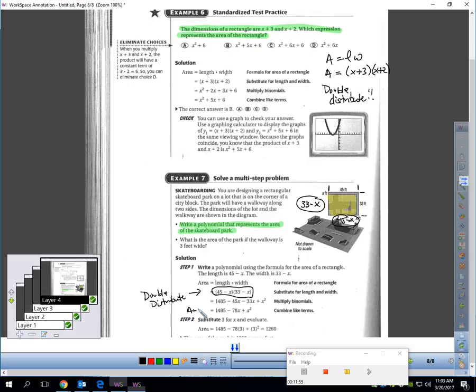So this would be it right here. The area would be that expression. So if the walkway is 3 feet wide, I can just plug in 3 for x and then find out the area of the park. I'm going to pause the video here. If you have questions, make sure you ask during class.